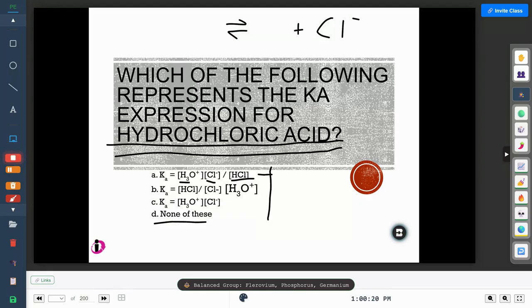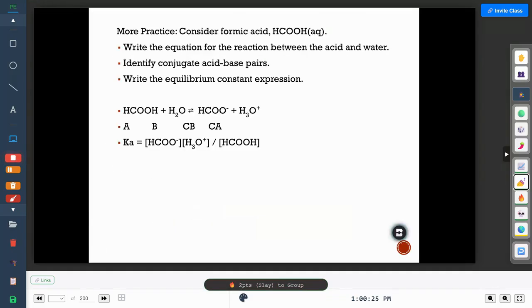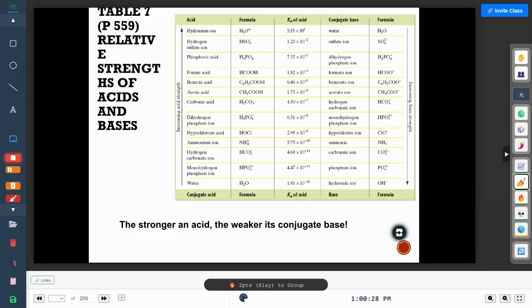Okay. All right. Good job for all. Let's go ahead and now talk a little bit about what these strengths mean, right? The Ka. How big is the Ka and what does that mean? I want you to notice that here we have our formulas for our acids. Here we have our formulas for our bases, okay? And you can see that at the top, a hydronium ion has a Ka of 5.53 times 10 to the first. And we go down to water, we have a Ka of 1.81 times 10 to the negative 16th.